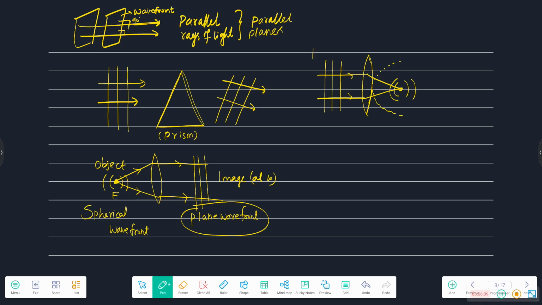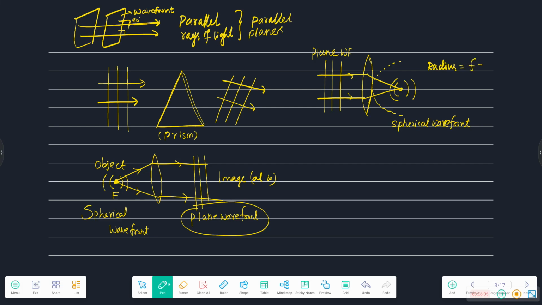Listen here, this is my plane wavefront, my object at infinity. Now here I am getting a spherical wavefront. This spherical wavefront is basically the refracted wavefront for this case. And what is the radius of the sphere? How much will the radius of the sphere be?